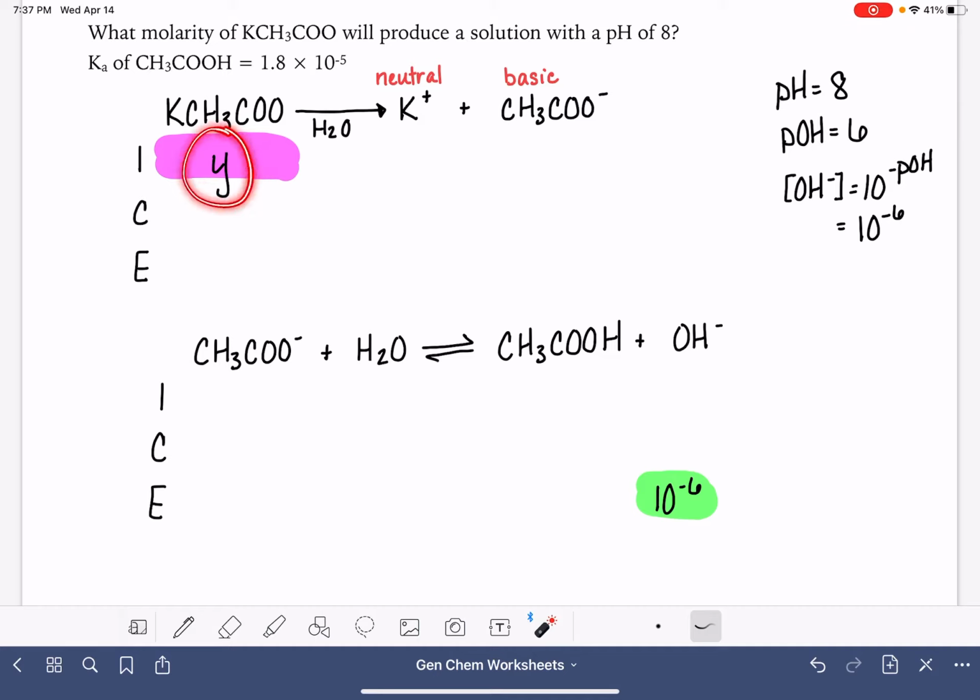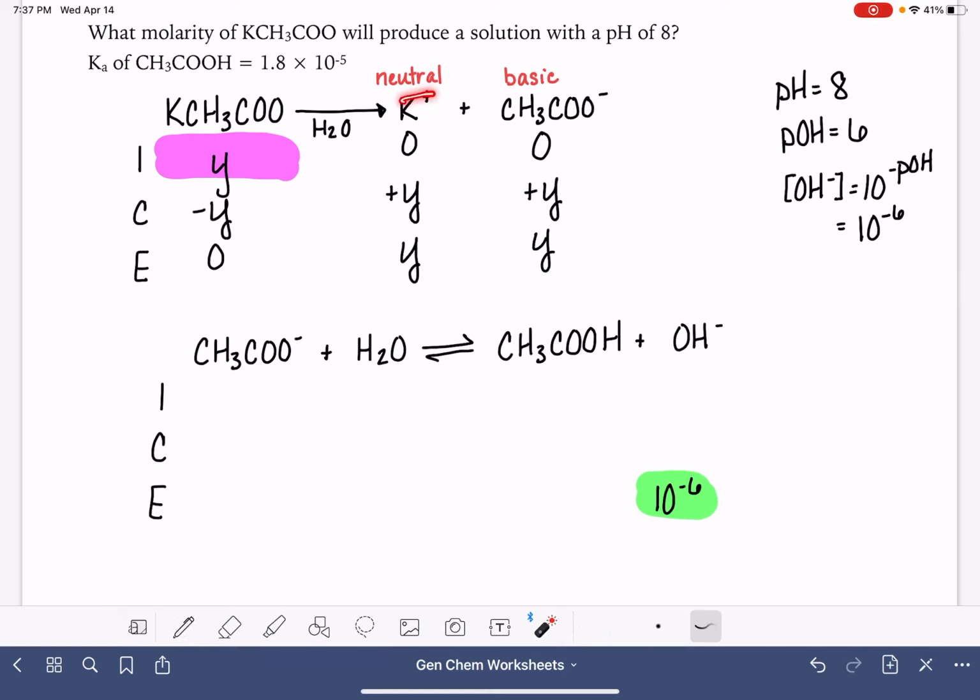We're initially starting with some amount of KCH3COO, initially starting with no potassium and no acetate. Because this is an ionic compound and it completely dissociates, we know that all of that potassium acetate is going to dissociate, and it's going to produce potassium ions and acetate ions. And once this is done, we will have no more of the potassium acetate molecule. We will have Y potassium ions and Y acetate ions as well.